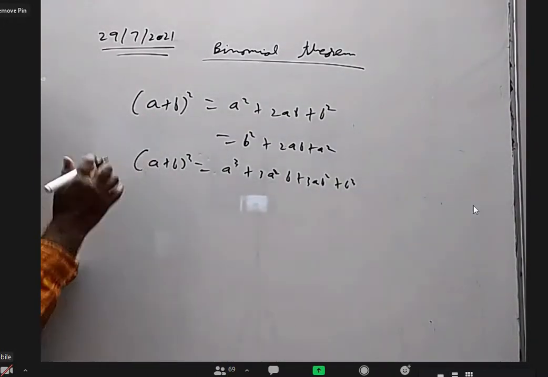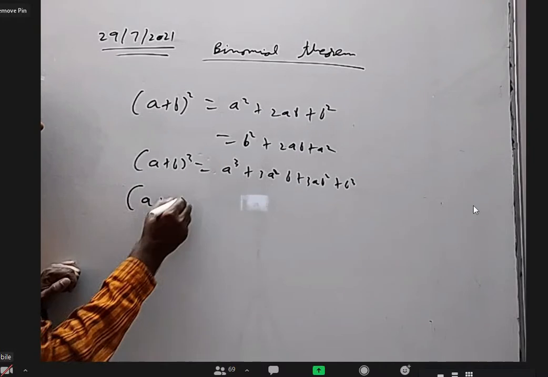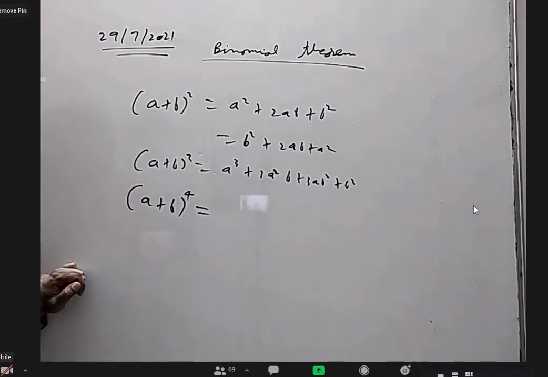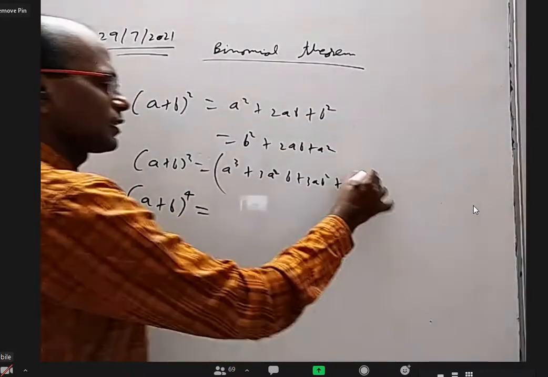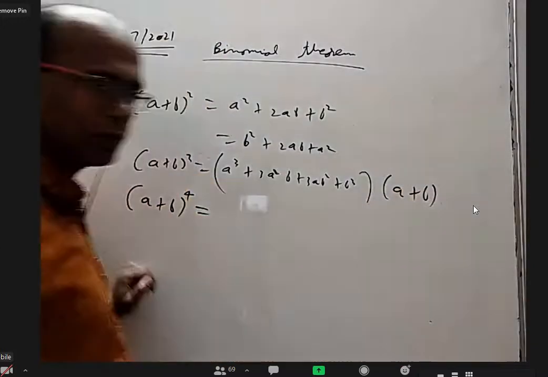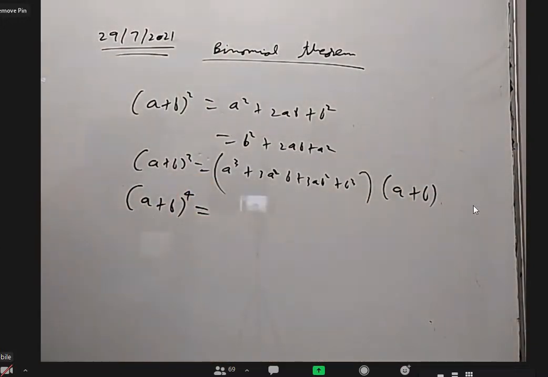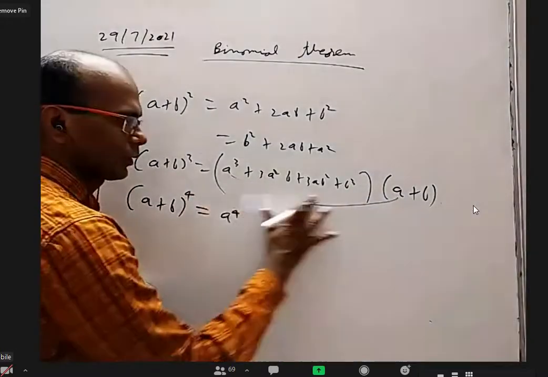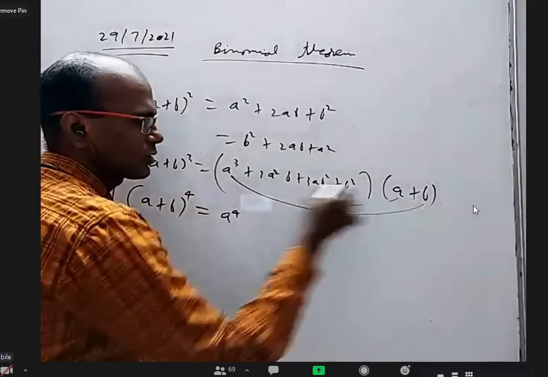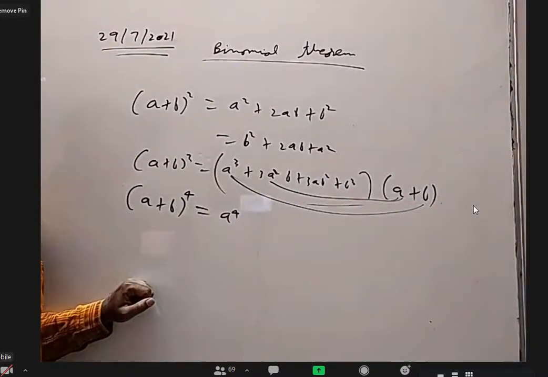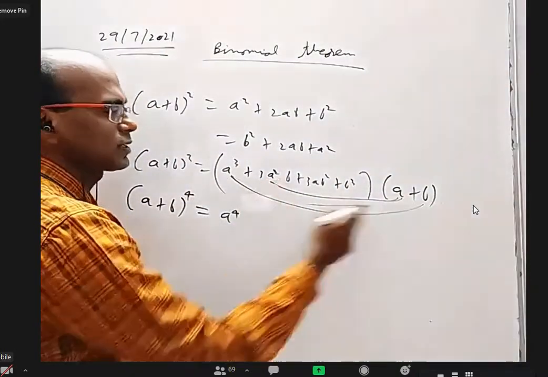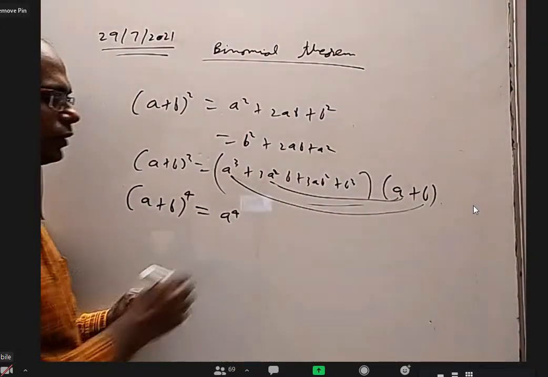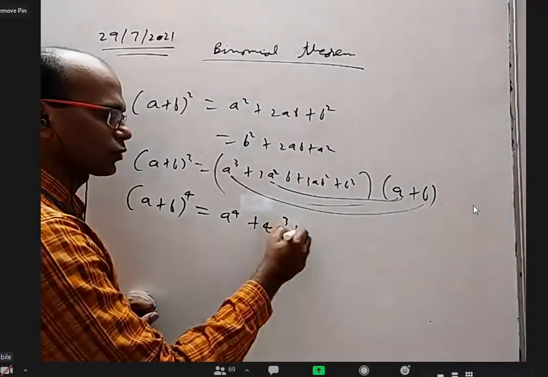Okay, we know these two formulas. Let us say I want to get (a + b) whole power 4. I can make it. How? Take this and multiply with (a + b). First this into this will give a⁴. Next, this into this and this into this, both will give you a³b. This is one a³b, this is 3a³b. Together it is 4a³b. Am I right?